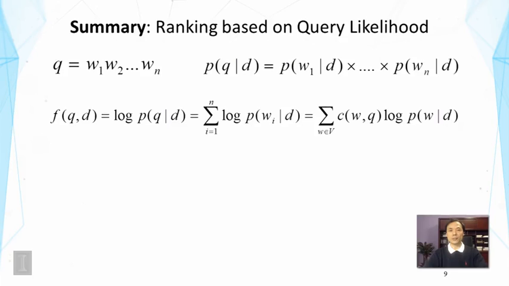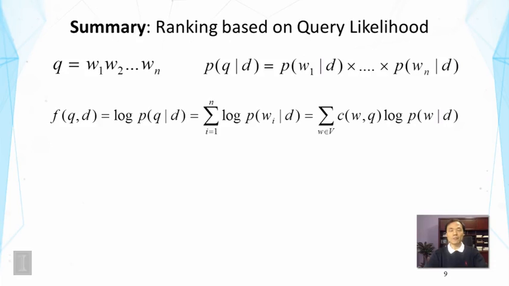So more generally, this ranking function would look like the following. Here we assume that the query has n words, w1 through wn, and then the scoring function, the ranking function, is the probability that we observe this query given that the user is thinking of this document. And this is assumed to be a product of probabilities of all individual words. And this is based on the independence assumption.